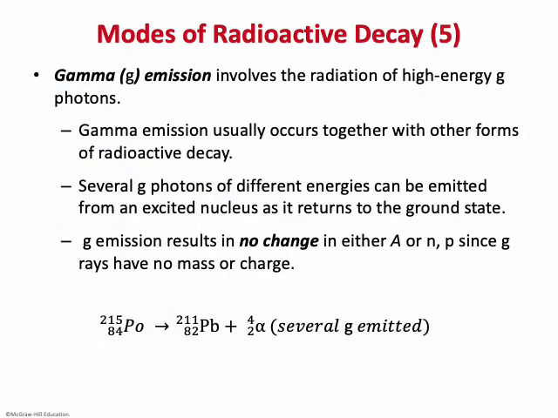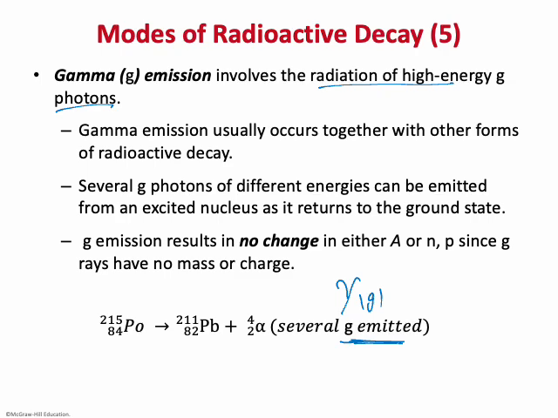Then we have gamma emission. Like I said, gamma emission is basically just very high energy radiation. Photons means radiation, right? Light. Gamma emission usually occurs together with other forms of radioactive decay, which means most of the nuclear reactions will produce a lot of gamma emitted. Usually it's written as, well, it shouldn't be G. I think most of the time this is the symbol that is written. It's a gamma. Gamma is written like this. G is probably just my PowerPoint writing it as G, but it should be gamma.